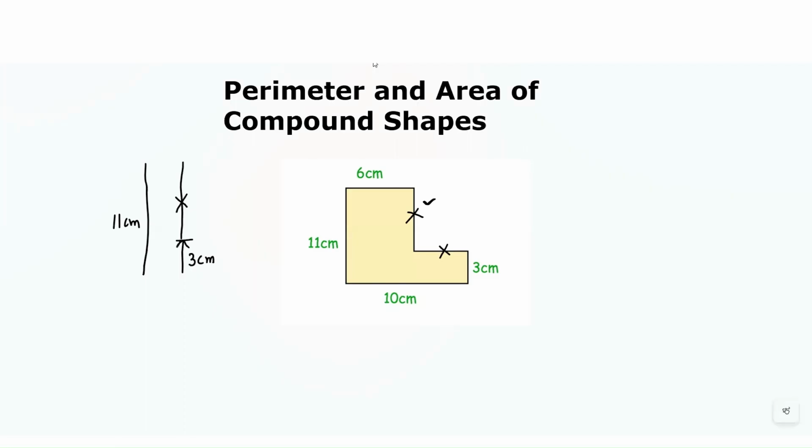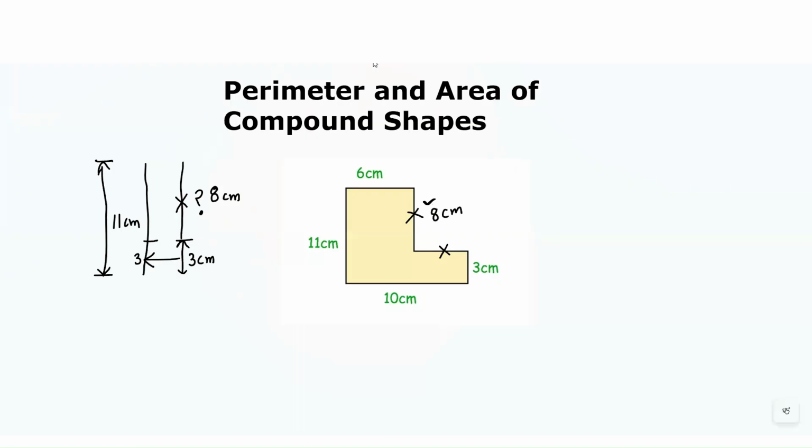Now till here, it is already given. It is equal to 3. And the total is equal to 11. So if I need to find out what this missing side length equals to, it would be 11 minus 3, which is equal to 8. That means this missing side length is equal to 8 centimeter.